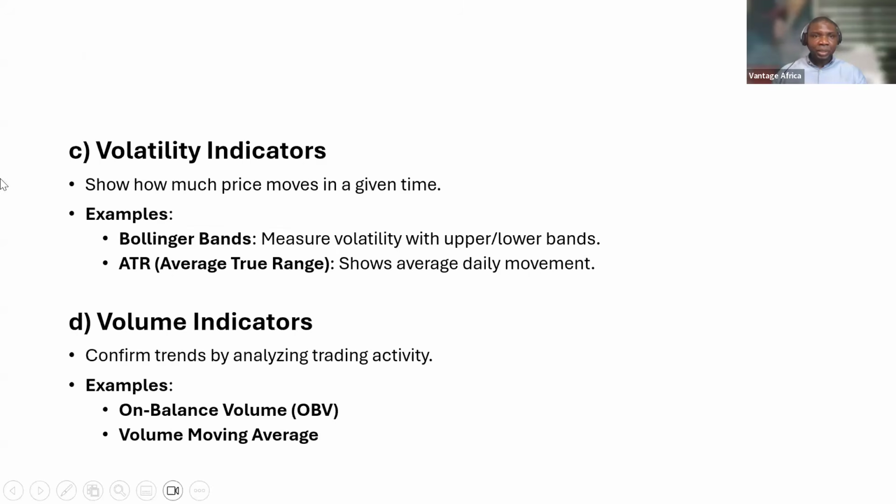Right? Now we have volume and volatility indicators. These show price moves in a given time. So we have Bollinger Bands, and we have ATR, the average true range. These bands show us volatility. Now, when you hear the word volatility in regular life, in regular business, volatility indicates instability. But in the market, volatility is how traders make money.